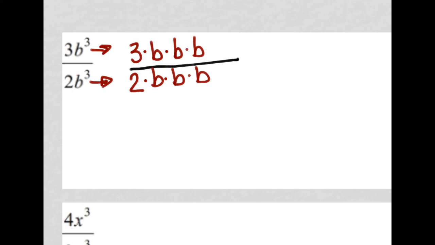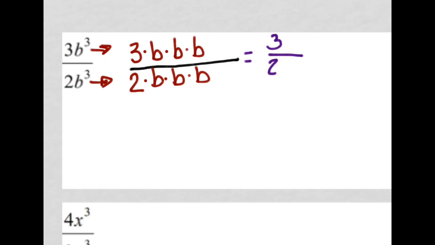Well, actually, before I look for pairs, sorry, I jumped ahead of myself. I'm going to look at the coefficient. Can I reduce 3 over 2? And it turns out, no, you cannot, because there is no number I can divide out of 3 that I can also divide out of 2. So they stay a part of my answer.